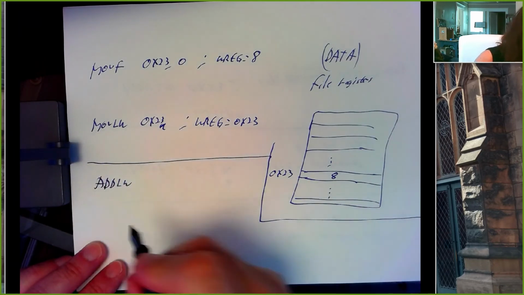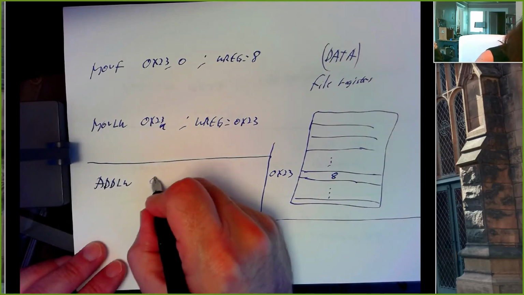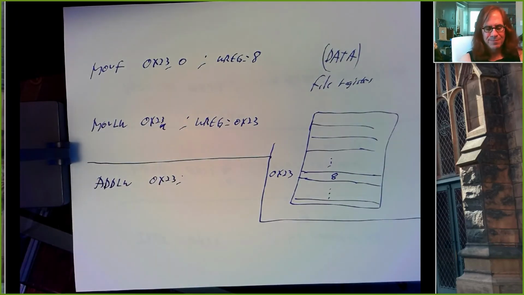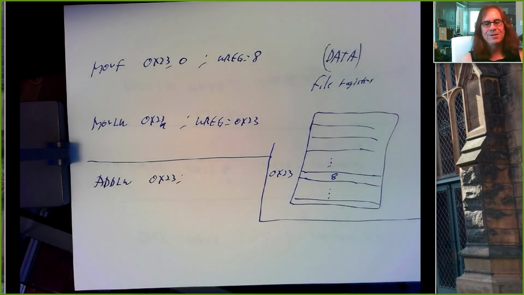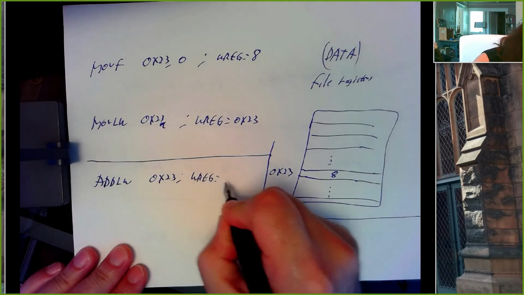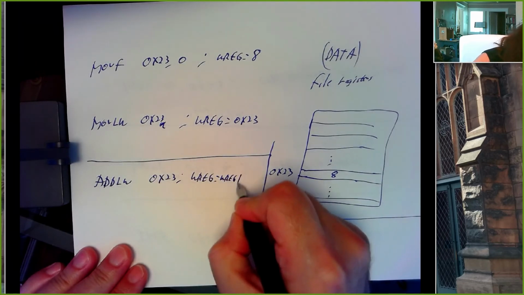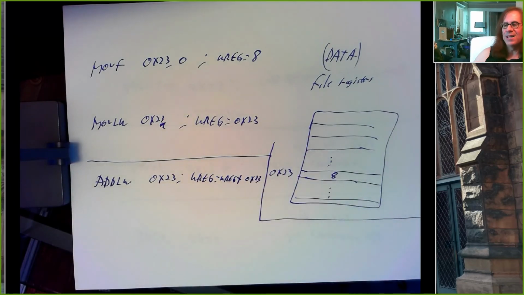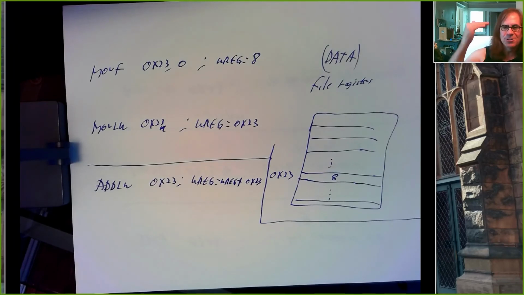Alright, so add literal to W. I'll just keep picking on 23. Right, if I say add literal W 23, this adds the number 23 hex, 35 decimal, to the W register. The W register bumps up by 35, 23 hex.